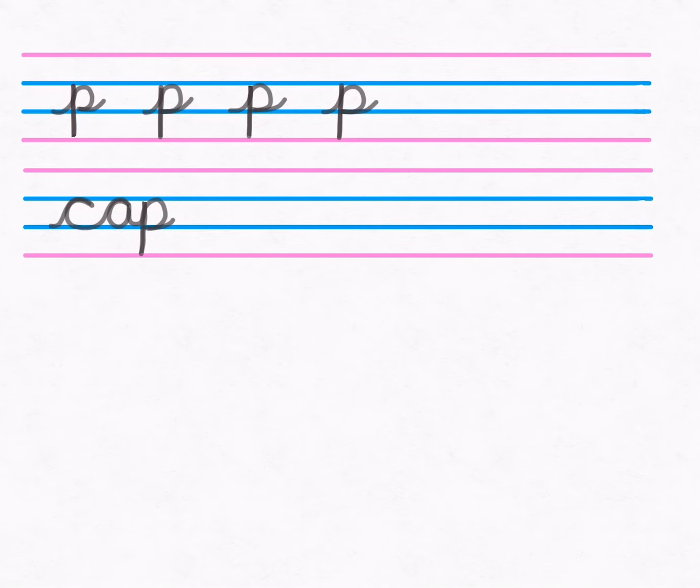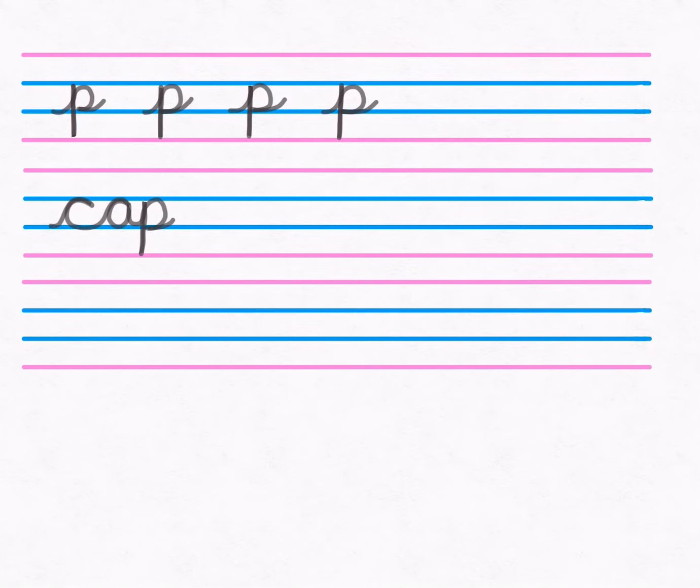Let's have a look at an app, like an app on a phone. So I do my A, and then I do my P, straight into my other P. This time I'm not going to do a tail. It's up to you if you want to do a tail on the last letter. You can choose.